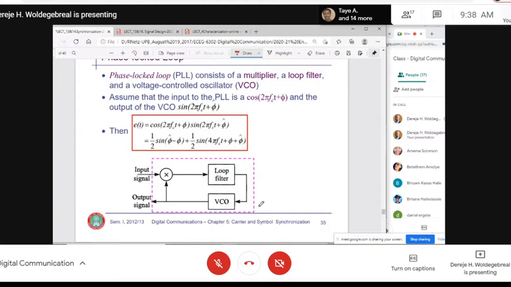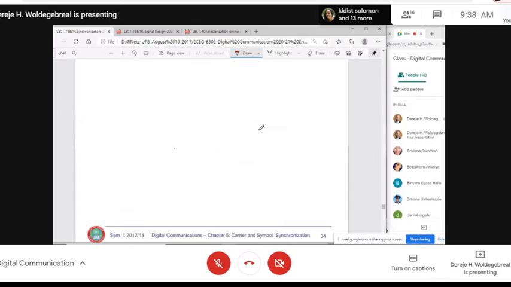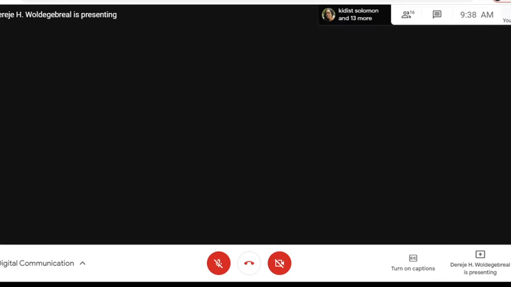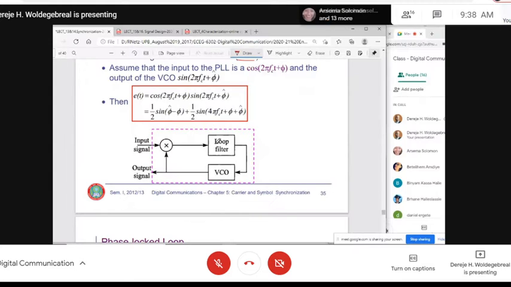Now, we'll have a minor modification to that. In general, the phase locked loop consists of a multiplier, a loop filter, and a voltage controlled oscillator. What is different here is that the integrator is now replaced by a loop filter.